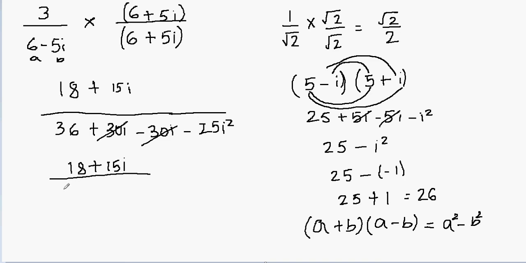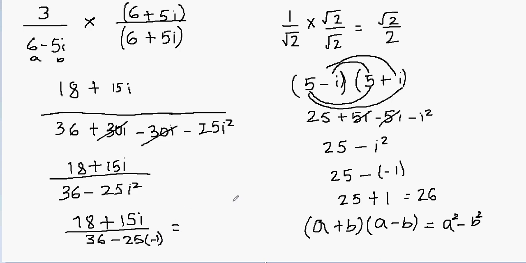So now we have here 36 minus 25i squared. And I just have to plug in the value of i squared here. So I have 18 plus 15i over 36. Then I have to plug in the value of i squared here. i squared is negative 1. So I will substitute negative 1 here. And I have 18 plus 15i in the numerator. And then in the denominator, I have 36.